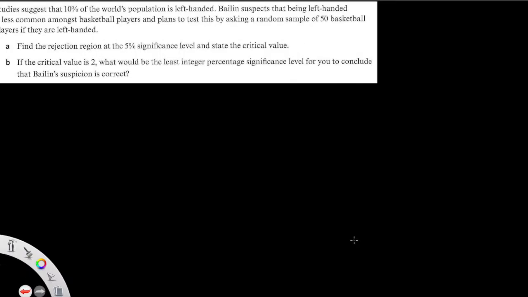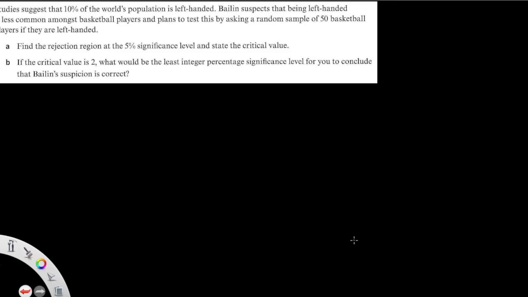Example number 2. A study suggests that 10% of the world's population is left-handed. Bailey suspects that being left-handed is less common amongst basketball players and plans to test this by asking a random sample of 50 basketball players if they are left-handed. Part A, find the rejection region at the 5% significance level and state the critical value. Part B, if the critical value is 2, what would be the least integer percentage significance level for you to conclude that Bailey's suspicion is correct?